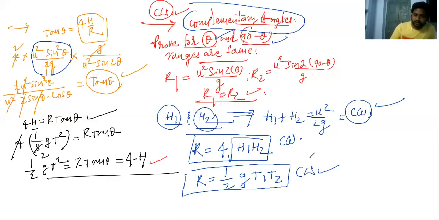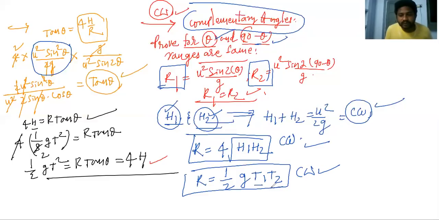Are you getting the question? R1 means when theta is theta. R2 is when theta is 90 minus theta. Same thing. H1 is when theta is theta. H2 is when theta is 90 minus theta. Okay, here also, T1 when theta is theta, T2 when theta is 90 minus theta. To prove these relations, simply show left hand side is equal to right hand side. Just prove it. Alright. So these are some kind of relations where questions can be asked.